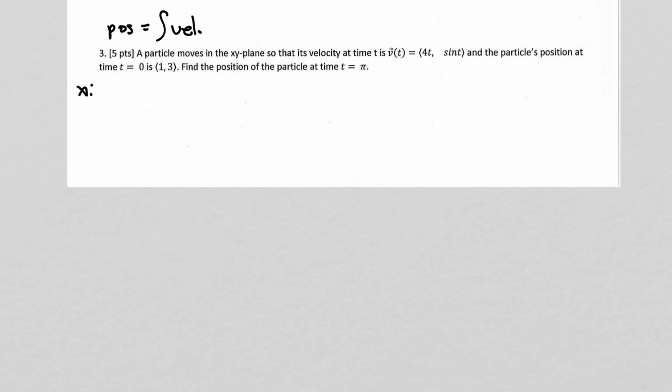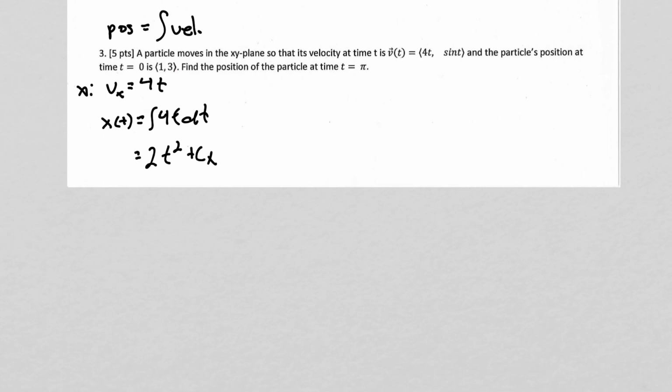So x velocity, I'll write Vx, is equal to 4t. So x position at time t is the integral of 4t dt, which is going to be t squared. I'm going to take the 4 and divide it by the new exponent, so I get a 2. So I get 2t squared plus cx, I'll call it, because it's the c for the x component.